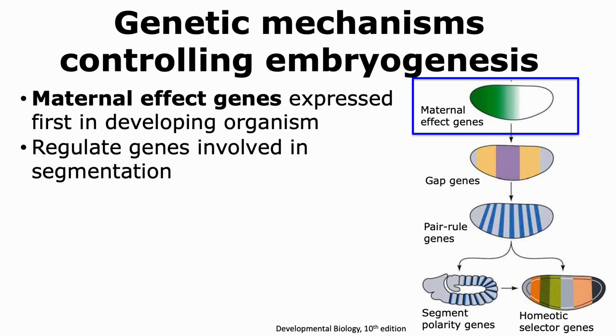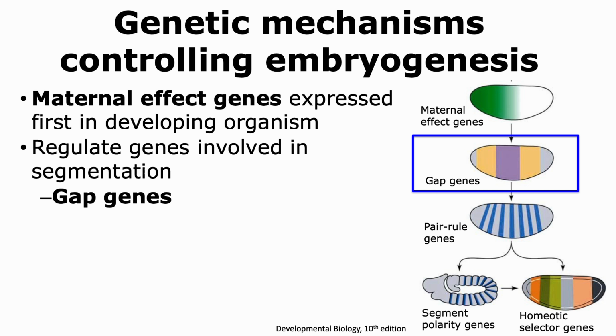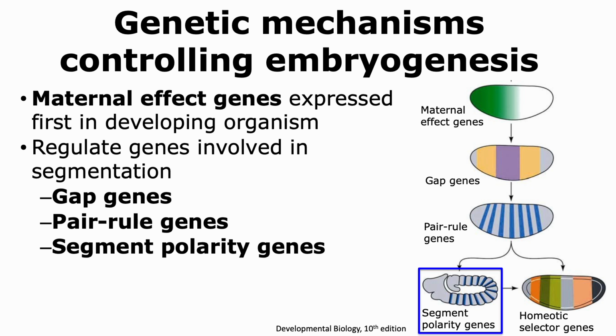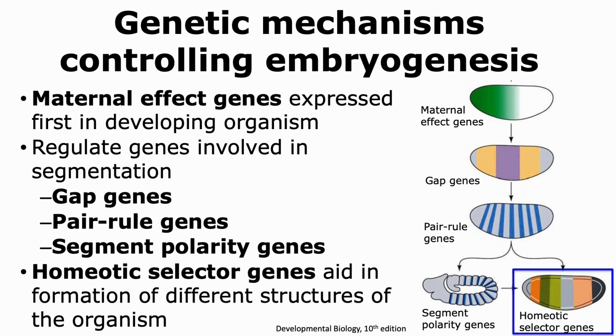The first zygotic segmentation gene that is expressed is called the gap genes. The gap genes then aid in the expression of the next class of genes, which are the pair rule genes. The pair rule genes are the genes that are going to cause or aid in segmentation of the embryo. The pair rule genes then aid in the expression of segment polarity genes. Once the segment polarity genes are expressed and segmentation occurs, homeotic selector genes are expressed, which aid in the formation of different structures of the organism.